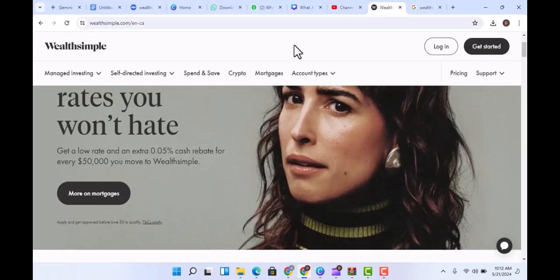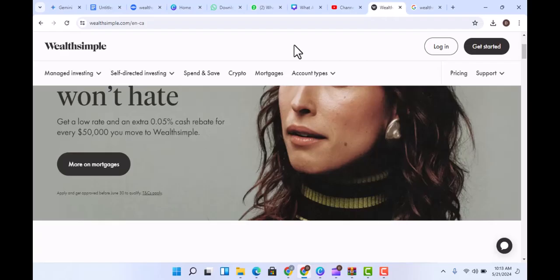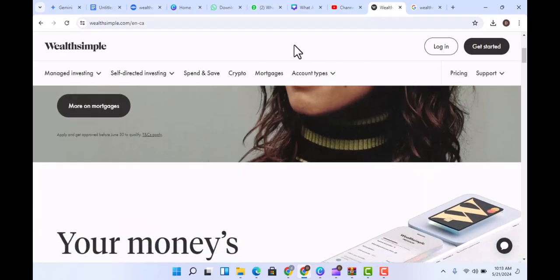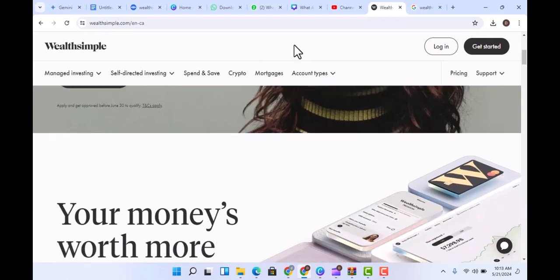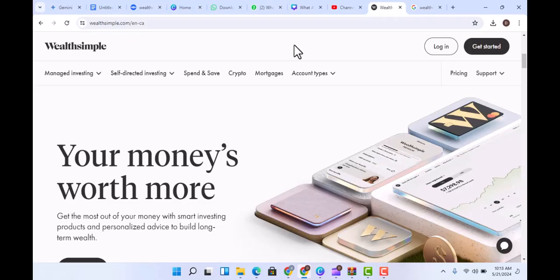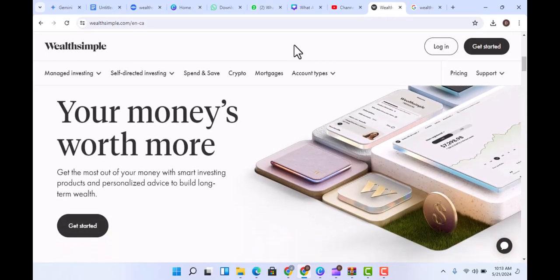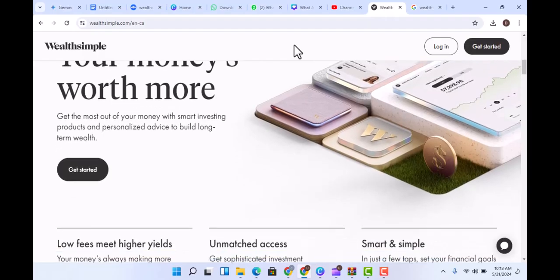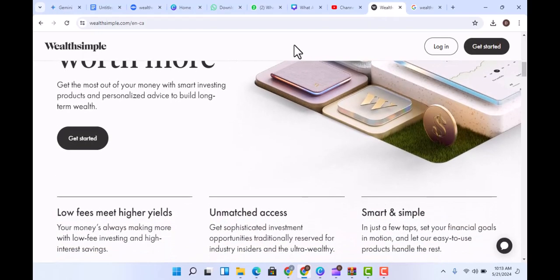of diversification. Diversification is a key principle of investing, and it's important to spread your money across different assets to reduce your risk. One way to diversify your portfolio is to invest in foreign currencies. This can be a great way to hedge against fluctuations in your home currency. So, can you hold USD in Wealthsimple?